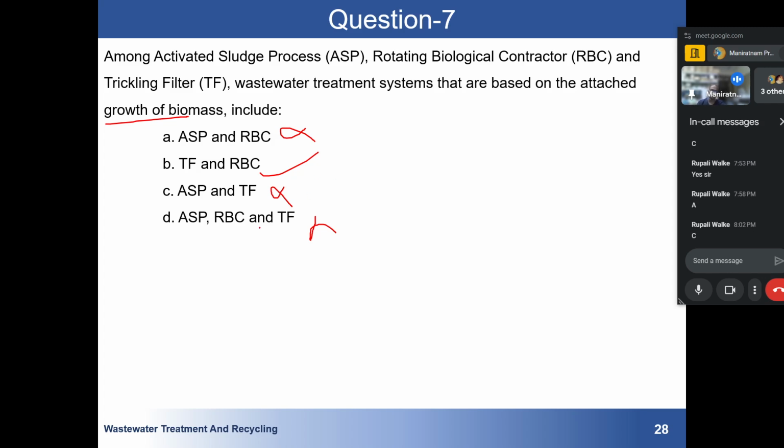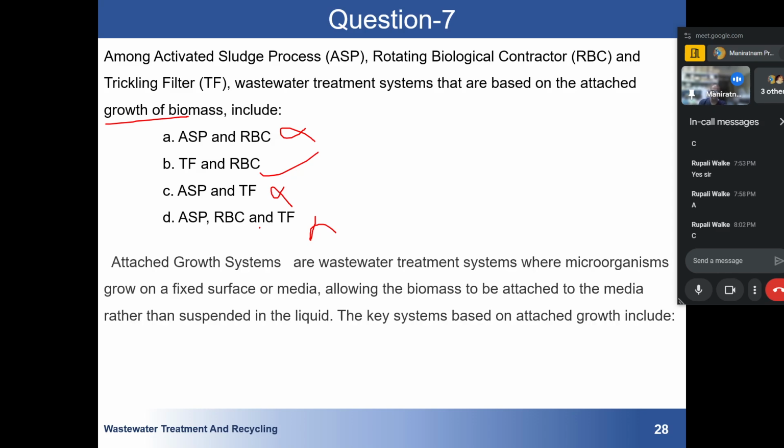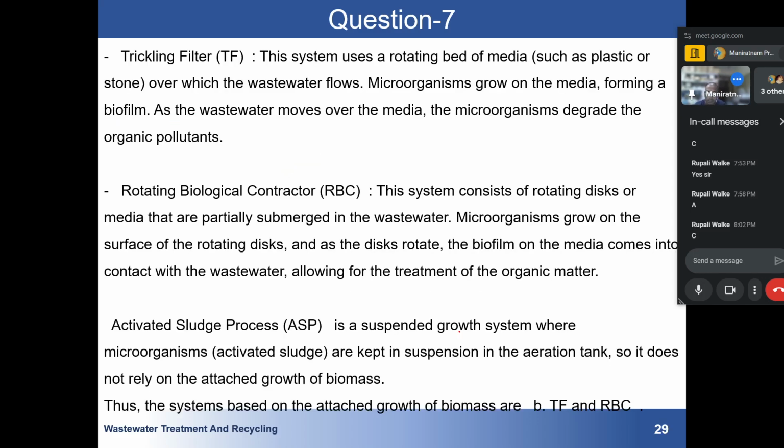But we should know what these things are. Attached growth systems are wastewater treatment systems where microorganisms grow on a surface or media, allowing the biomass to attach to the media rather than being suspended in the water. The key systems include the trickling filter. The system uses a bed of media such as plastic or stone.